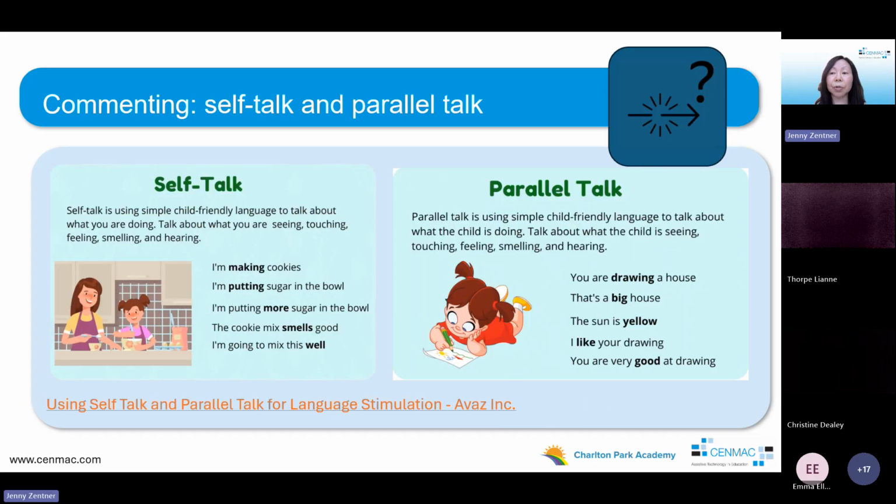You can use self-talk and parallel talk when commenting. Self-talk is talking about what you are seeing, touching, feeling, smelling, hearing. Parallel talk is talking about what the AAC learner is seeing, touching, feeling, smelling, hearing. Note that in the examples here, the core words are highlighted in bold. Lots of core words are used in commenting.